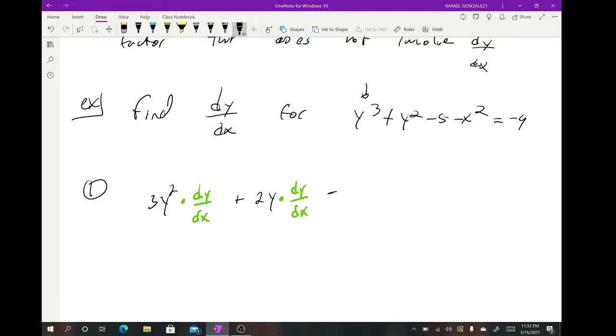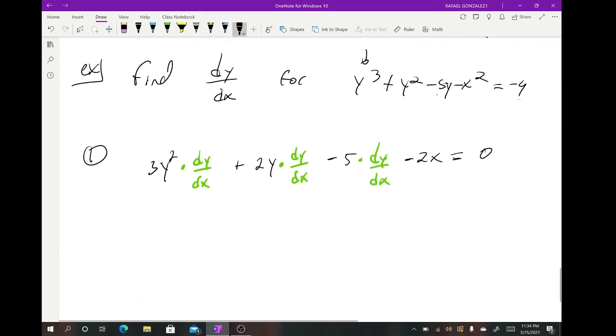Then minus 5y. So this is going to be minus 5, because the derivative of minus 5y is just minus 5. And then again, times dy dx. And now the derivative of x squared is minus 2x. And because there were no y's here, we do not have to multiply by dy dx here. And finally, the derivative of -4 is 0 because the derivative of a constant is 0.